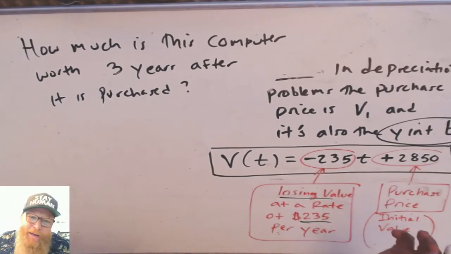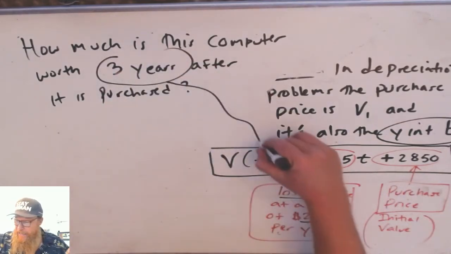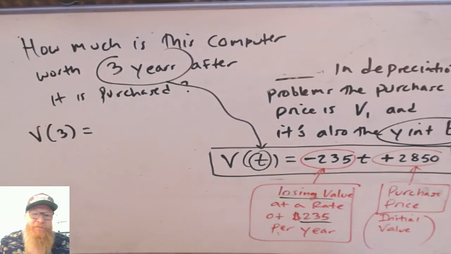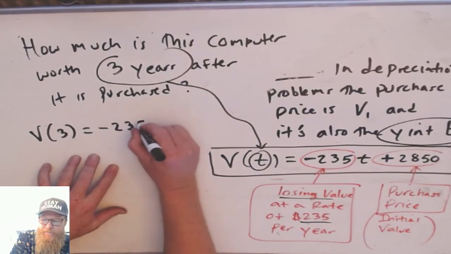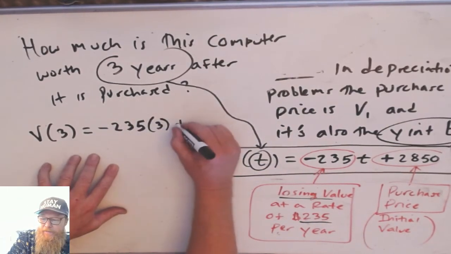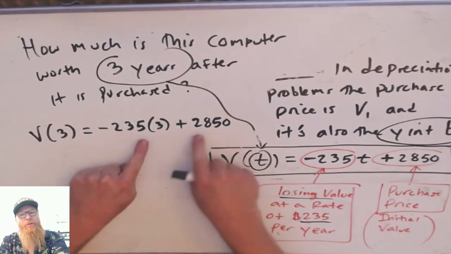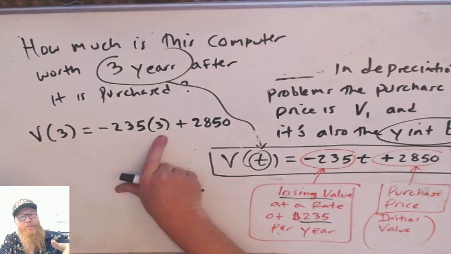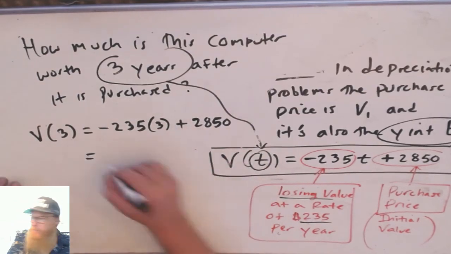But why go through all that trouble if you have a function that does it? Just plug in 3, and you don't even have to use mental math. You can just use the function to do it for you. As soon as you use the function, you see what the function's doing. It's taking the rate of depreciation, multiplying it by 3, and then subtracting it from the purchase price.